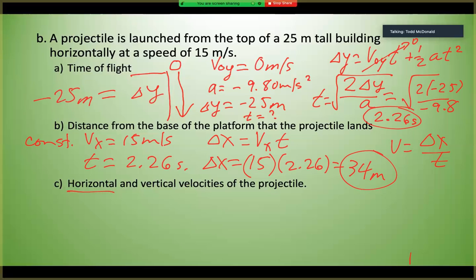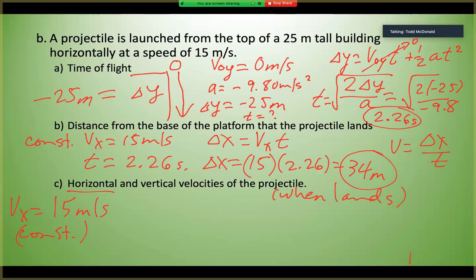Now, how do we know the horizontal velocity when it hits the ground? This is really all about the horizontal and vertical velocities of the projectile when it lands. I think I forgot to type that. When it lands. Okay, first of all, since the horizontal velocity is constant, it still has a 15 meters per second horizontal velocity. It's constant, right?